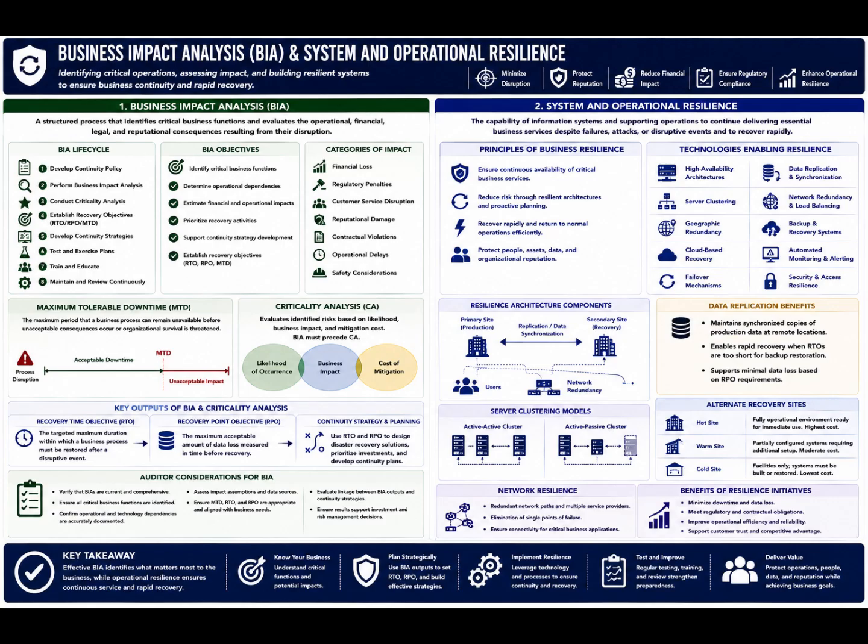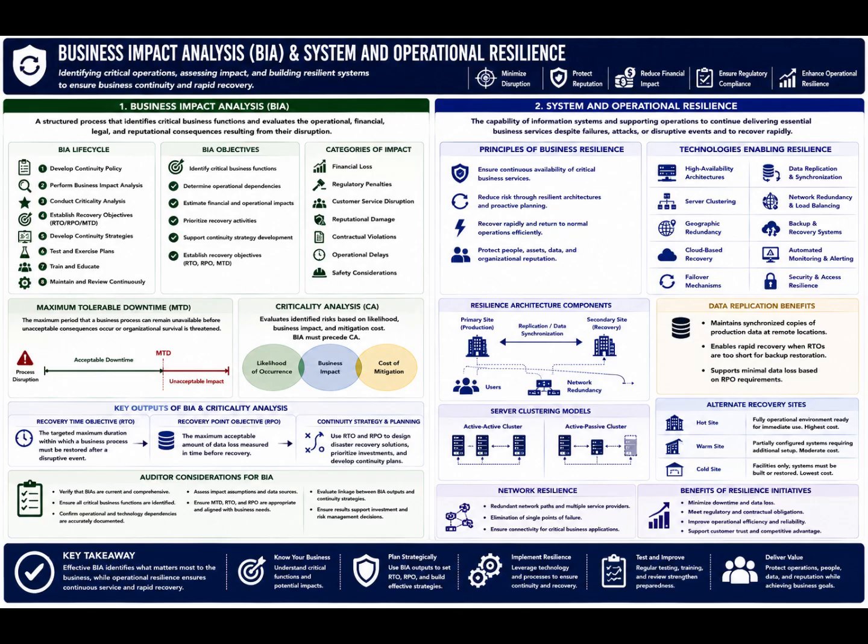The BIA also supports criticality analysis, CA, which evaluates identified risks according to likelihood, business impact, and mitigation cost. The BIA must precede criticality analysis because business value must first be established before cost-effective mitigation strategies can be evaluated.